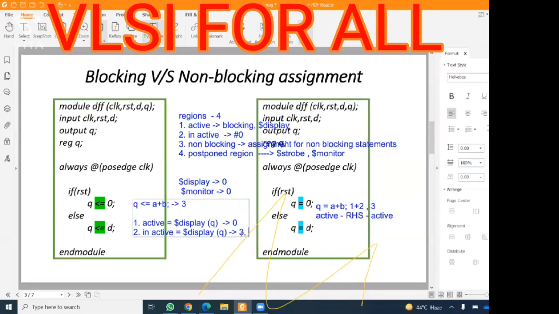Still 0, default value, 3, X, Z. Any? Okay, all agreeing with 3. Actually, it will print 0, because this assignment, the simulator is still holding this 3.